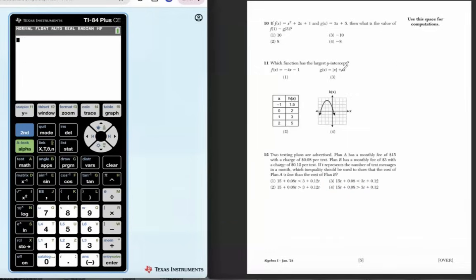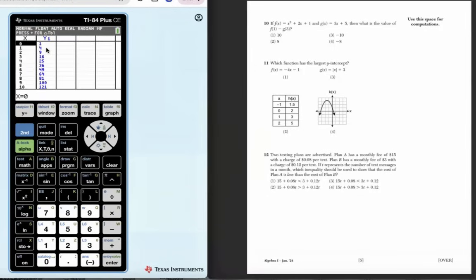Let's continue. Number 10. If f of x equals x squared plus 2x plus 1 and g of x is 3x plus 5, then what is the value of f of 1 minus g of 3? We're going to take a look at our calculator. In y1, I'll write x squared plus 2x plus 1. That's going to be our f of x function. So we see that f of 1 is 4, right? So let's write that down so that we can remember it.